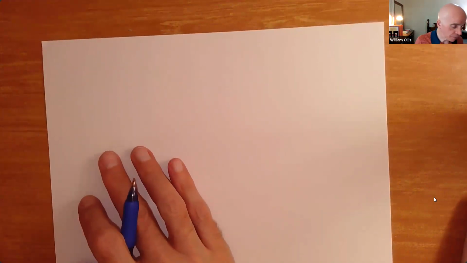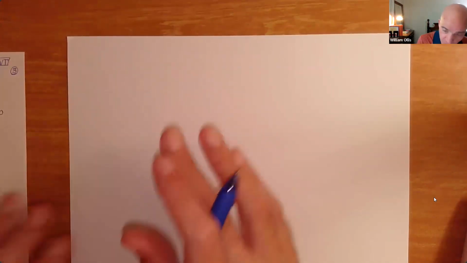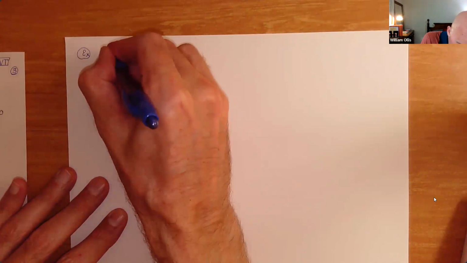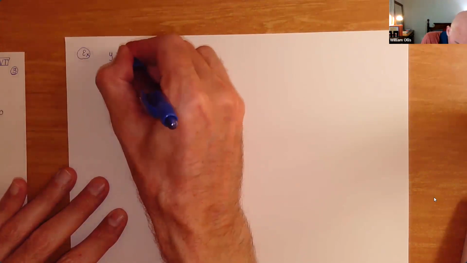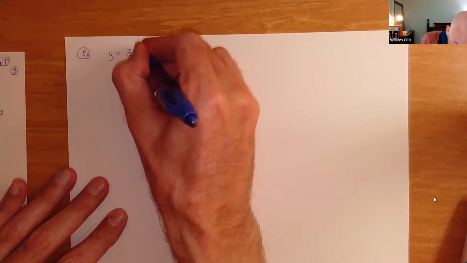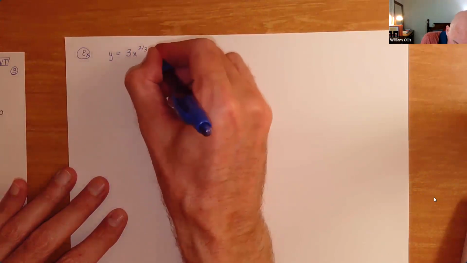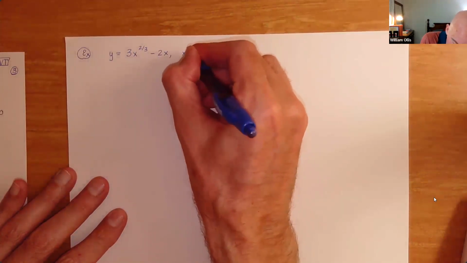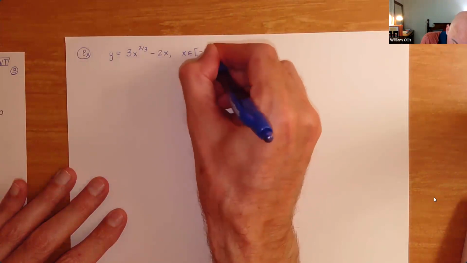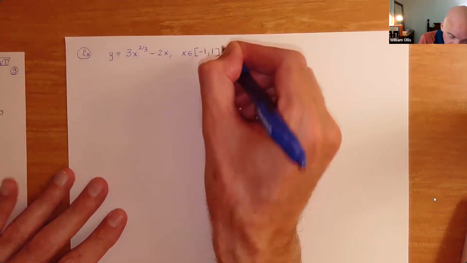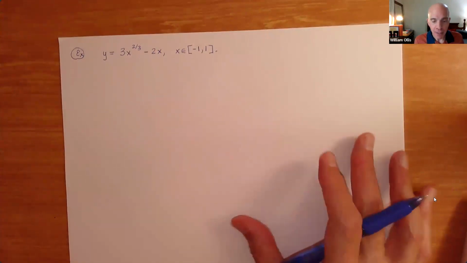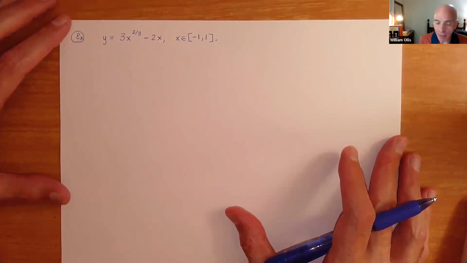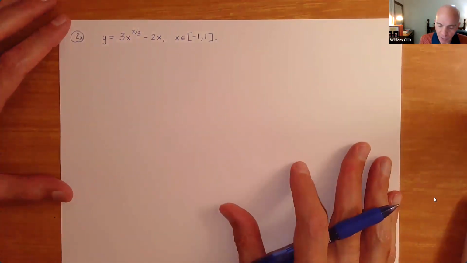So here's an example that we want to start with, and I think it will be good for us. We will start with the function y equals 3x to the 2/3 minus 2x. And again, if we're going to use the EVT, we must have a closed bounded set. So again, we cannot do the combo of EVT and Fermat unless we have two very important ingredients.